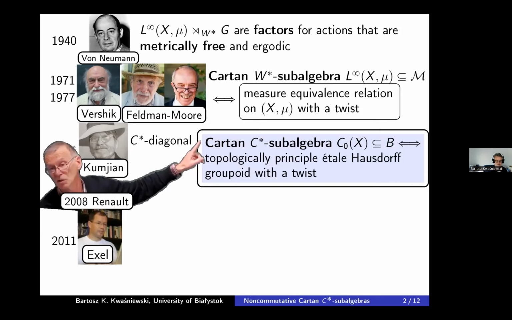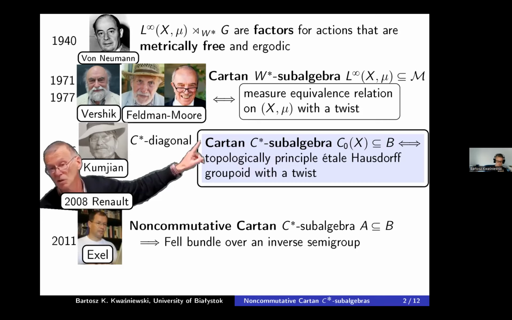So Rui introduced this very nice definition. He tried to generalize this to the non-commutative setting where the small algebra might also be non-commutative. So he gave this very nice definition, but this is all that is in his paper. He only proved that any such inclusion comes from a certain Fell bundle over an inverse semigroup. So this is the replacement for the groupoid.